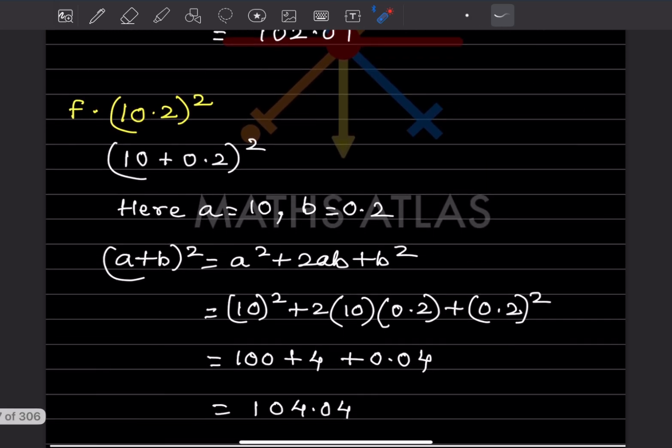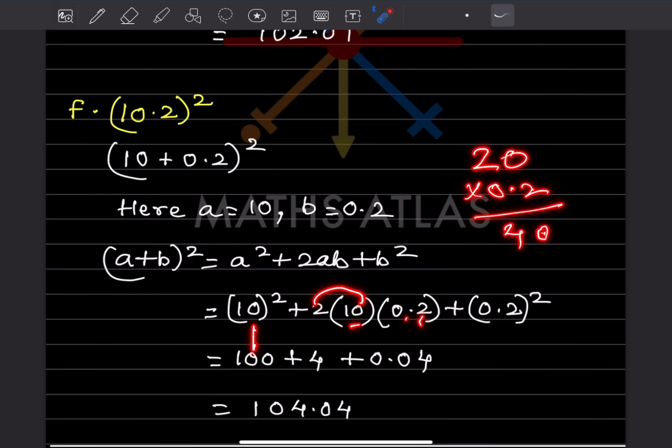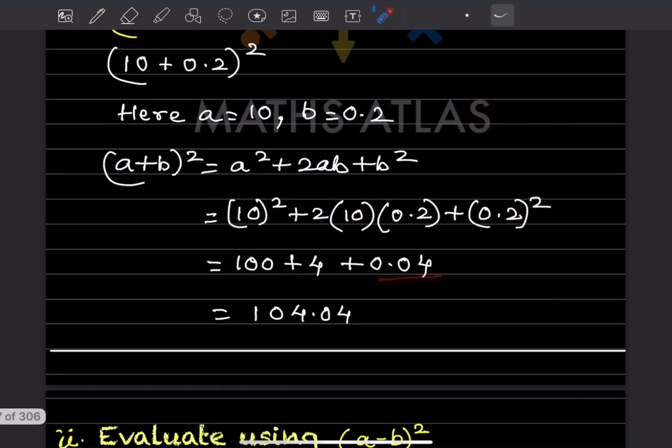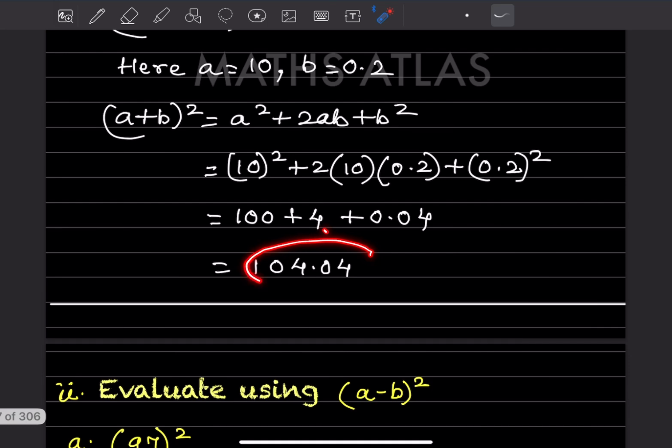Again here 10.2, the same thing here. Instead of 1, that is 2. 10 plus 0.2, so B will be 0.2. So A square plus 2AB plus B square, plug in the values. So here will be 100. See here, now this is going to be 20 into 0.2. So that is going to be 40. But here after one number we are going to put a decimal, so that will be 4. And this will be 0.2 into 0.2. That is going to be 0.04. So when you add this one, that is going to be 104.04.